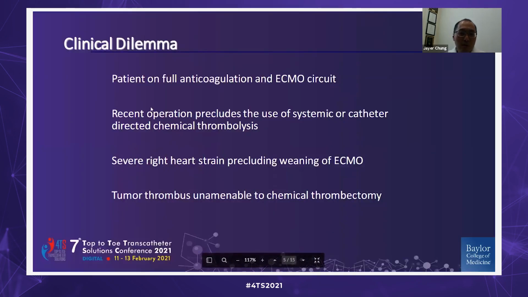So our clinical dilemma was that the patient was on full anticoagulation and on an ECMO circuit. The patient also had a recent operation which precluded the use of systemic or catheter-directed thrombolysis. The patient was in severe right heart strain, however, that precluded weaning of the ECMO, so we were stuck. Moreover, we suspected strongly that the thrombus itself was not simply clot, but tumor, and this would be unamenable to more traditional methods of chemical thrombectomy.